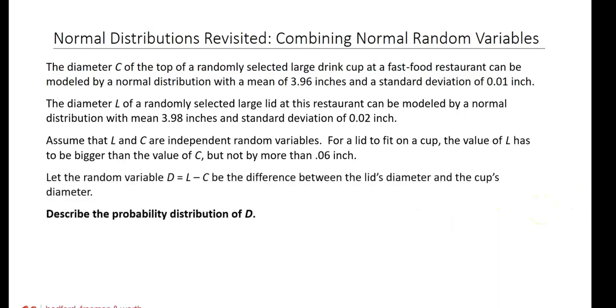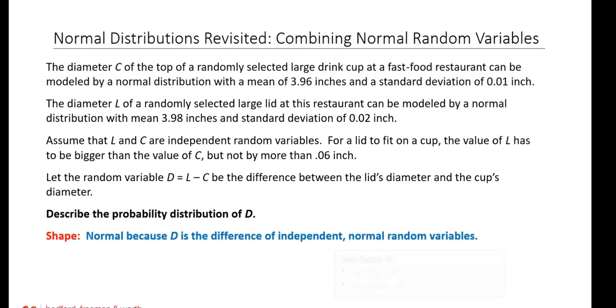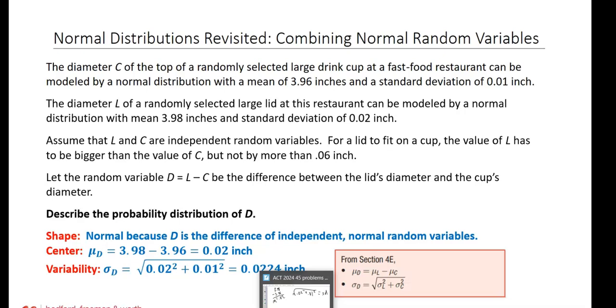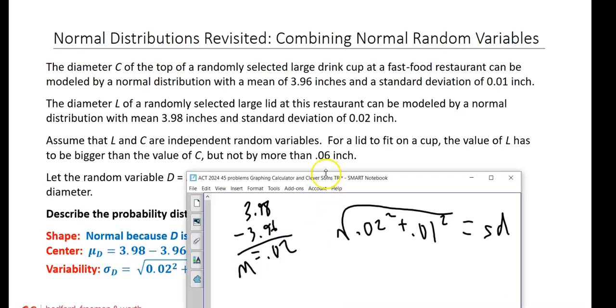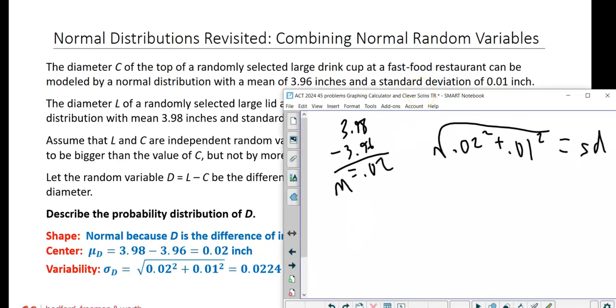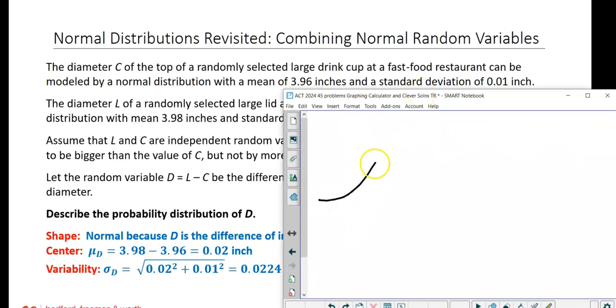We are going to do L minus C. It makes sense, right? We're finding the difference. They're independent random variables. We're going to use our formulas, and we get those two values, right? So now we know we could actually draw this now, I believe. So we can draw a normal curve.